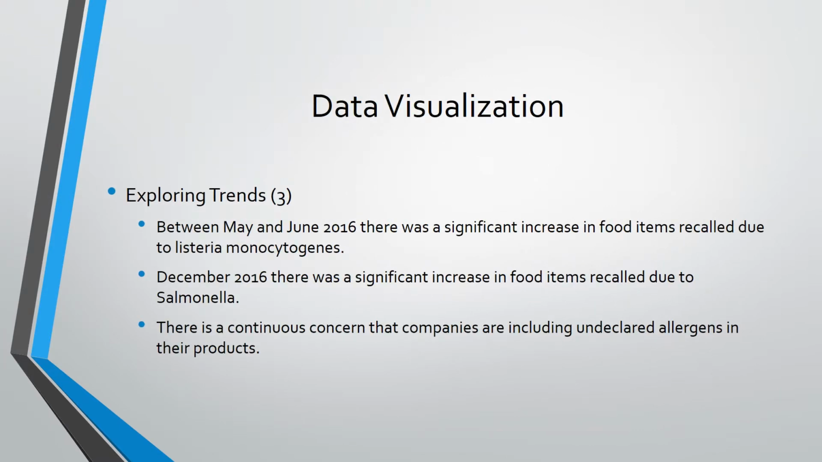In addition to answering the 3 main questions, I used the stacked bar graph to pinpoint trends that we may need to create other visualization products for. The 3 trends I was able to determine from the stacked bar graph were between May and June 2016, there was a significant increase in food items recalled due to listeria. In December 2016, there was a significant increase in food items recalled due to salmonella. And there is a continuous concern that companies are including undeclared allergens in their products.